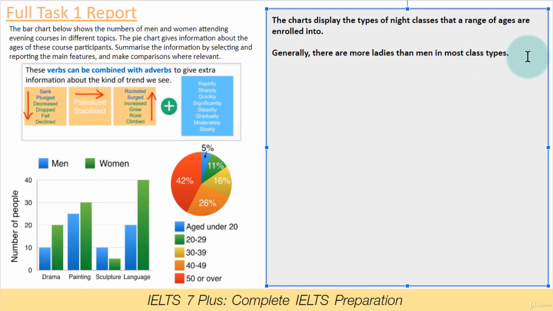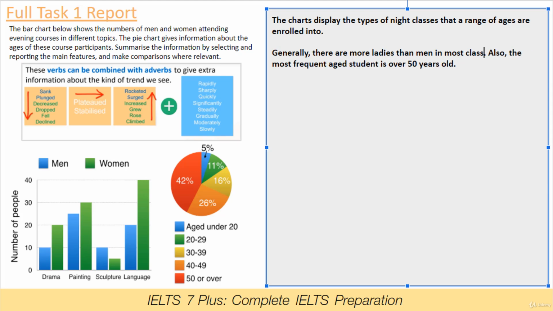And then we want to say also for the most popular, let's say, the most enrolled, or shall we say the most frequent age student is over 50 years old. Let's just read this back. Generally, there are more ladies than men in most classes. I'll change this. Short and sweet.